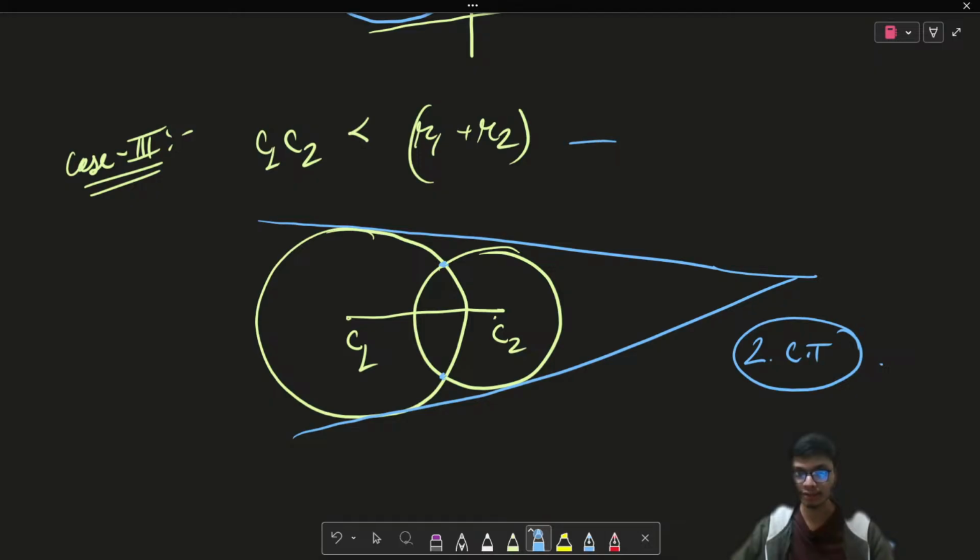Okay, so in this case the circles intersect at 2 points.